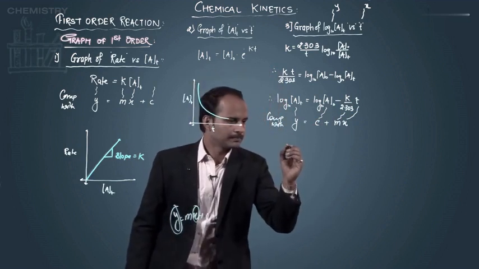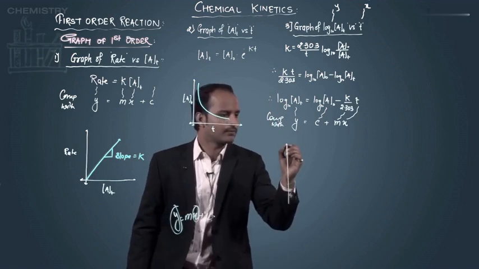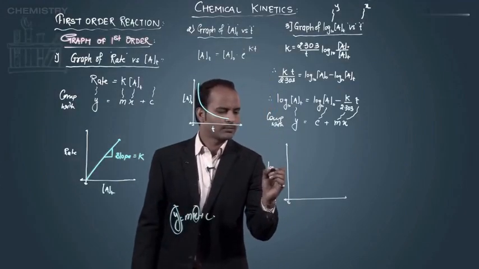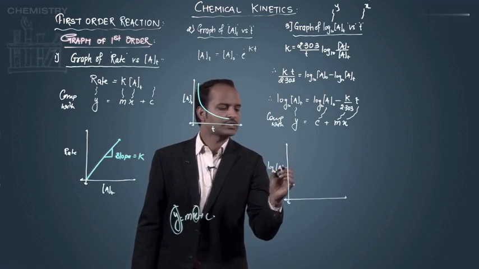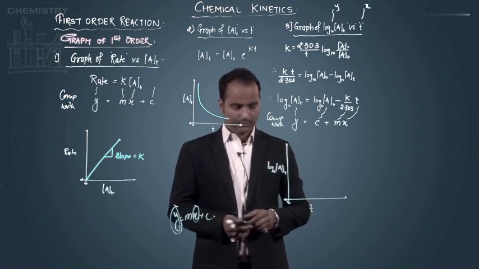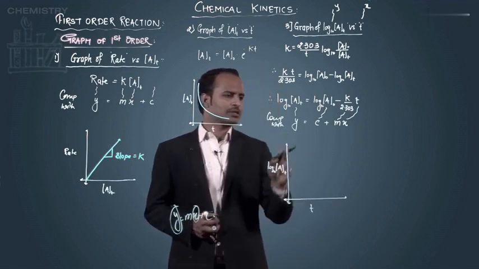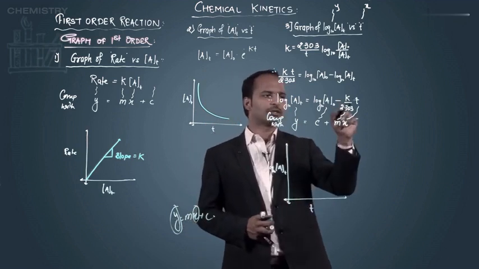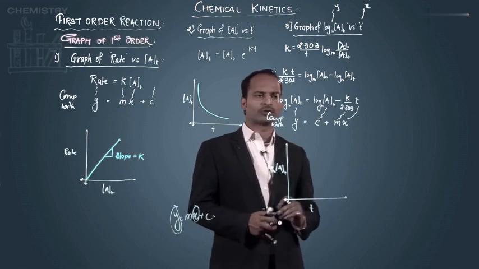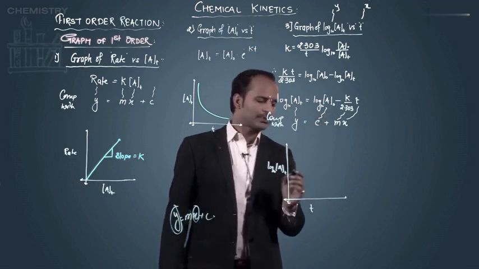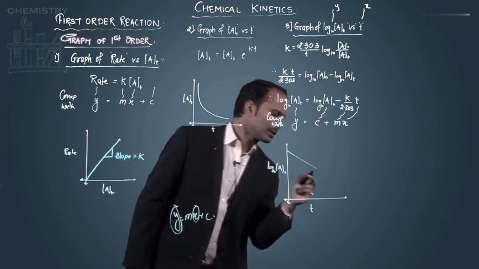So here, the nature of the graph: it is log to the base 10 at versus time, that is t. The graph is going to be a straight line because it is in the form of y is equal to mx plus c, but the slope is negative here, so the graph is going to go from top to bottom. And it will cut the y-axis also because we are having a y-intercept. So the graph nature will be something like this.